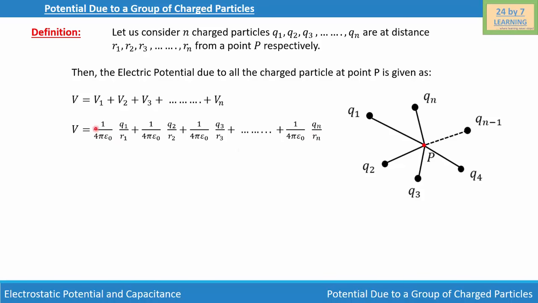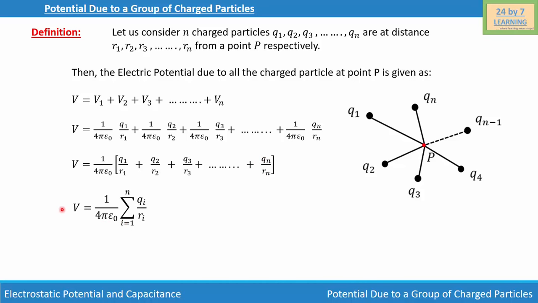Now as we can see, we have 1 over 4 pi epsilon 0 common. So if we do that, we will write V is equal to 1 over 4 pi epsilon 0 common. Inside the bracket we have q1 over r1 plus q2 over r2 plus q3 over r3 plus ... plus qn over rn. Now if we simplify further, we will write V is equal to 1 over 4 pi epsilon 0 sigma i is equal to 1 to n qi over ri, and this is basically the total electric potential due to a group of charged particles, where we have n number of charged particles.